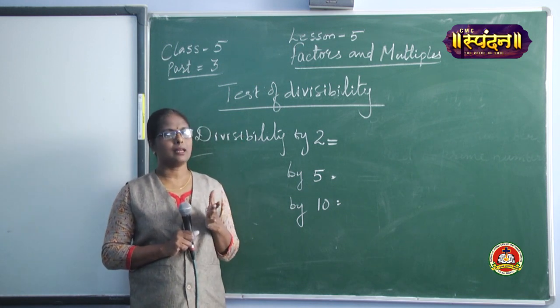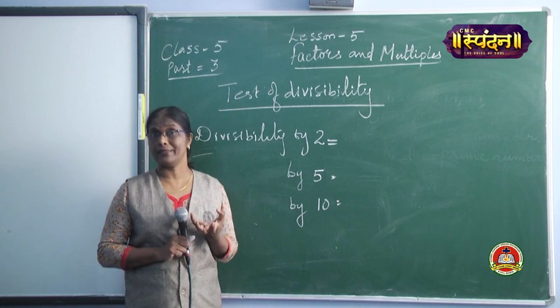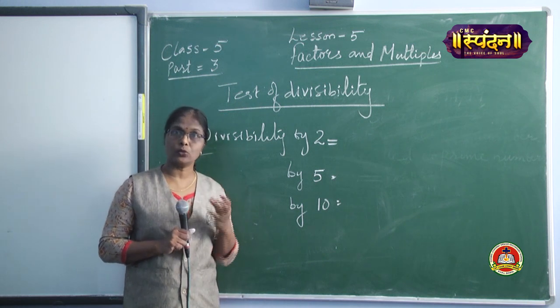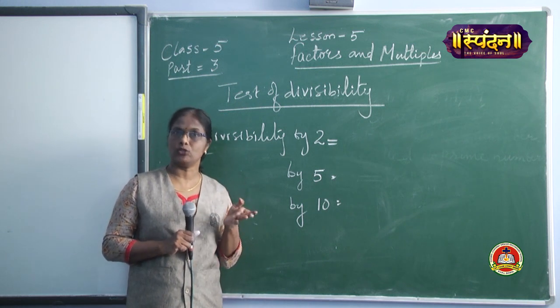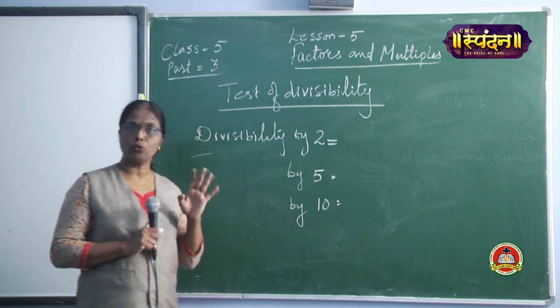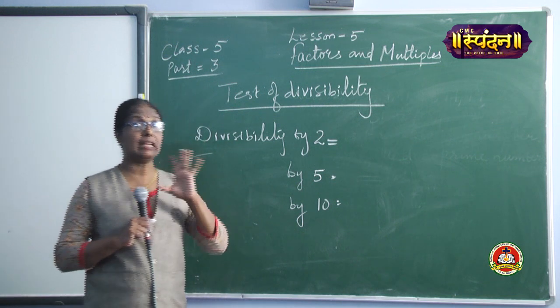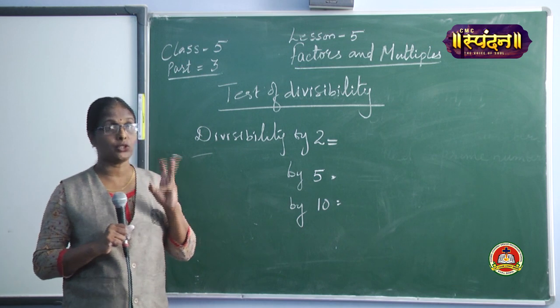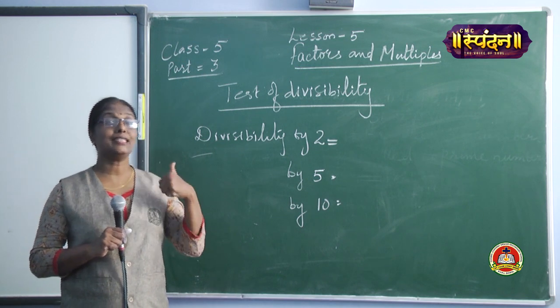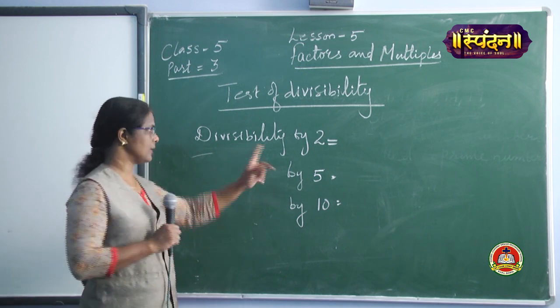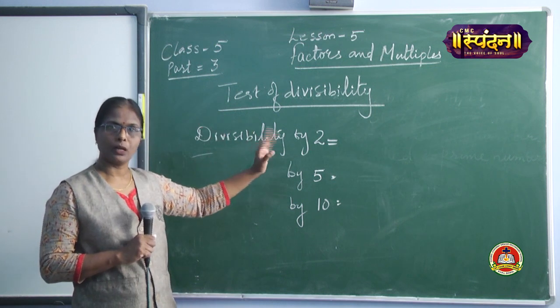How will you find whether a number is divisible by 2? All the even numbers are divisible by 2. Now what are even numbers? The numbers which end with 0, 2, 4, 6, 8. The numbers which have 0, 2, 4, 6, 8 in the ones place, those numbers are divisible by 2.